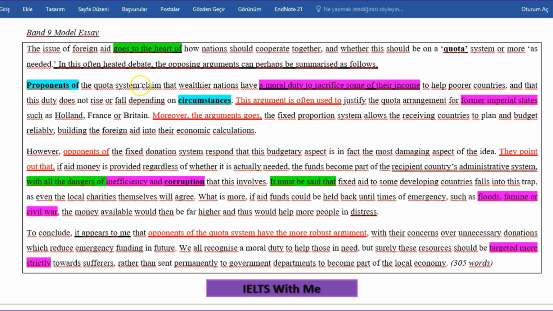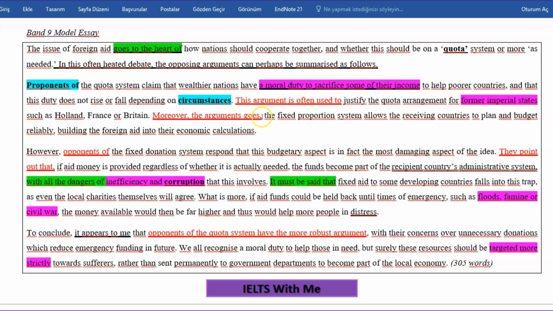Proponents of the quota system claim that wealthier nations have a moral duty to sacrifice some of their income to help poorer countries. Proponents of the quota system claim that wealthier nations have a moral duty to sacrifice some of their income to assist poorer countries, and that this duty does not rise or fall depending on circumstances, depending on situations, conditions.